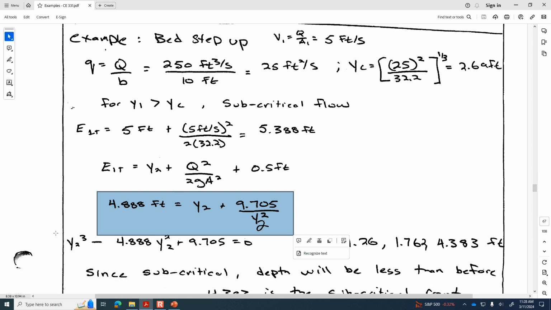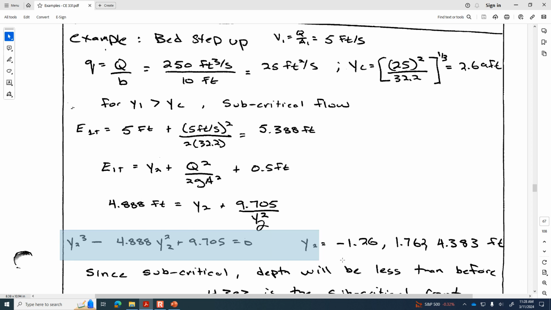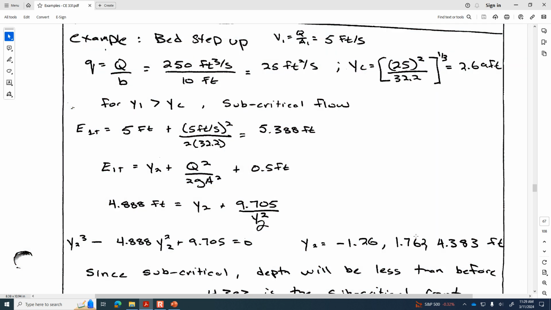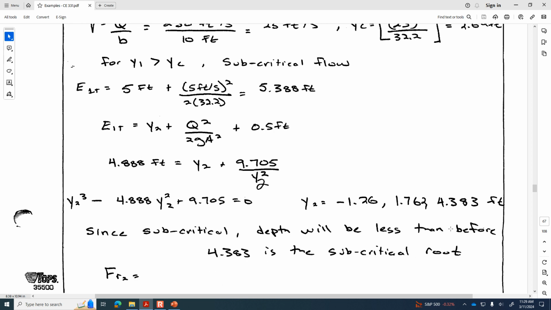So it's a cubic equation. Solve for the roots, and the negative one we immediately reject. There's a supercritical root and a subcritical root, and of those two, because flow conditions at 1 were subcritical, we choose the larger of the two depths for the downstream depth. So 4.383 feet. That's the same process you're going to go through for the first problem and the second part of the third problem on the homework assignment.